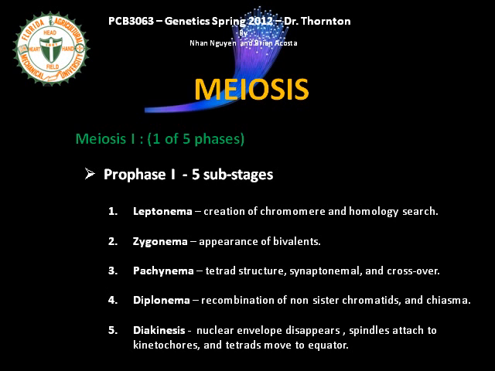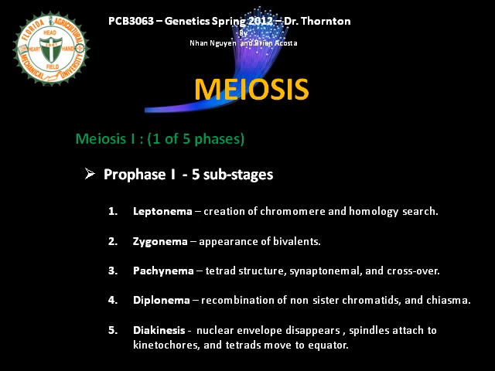Prophase I of meiosis has 5 substages. These substages are leptonema, zygonema, pachynema, diplonema, and diakinesis. Leptonema is characterized by partial condensation of chromatin leading to the creation of chromomeres that represent points of differential condensation. Zygonema is characterized by the appearance of bivalents, which represent 2 thicker, more condensed homologous chromosomes.